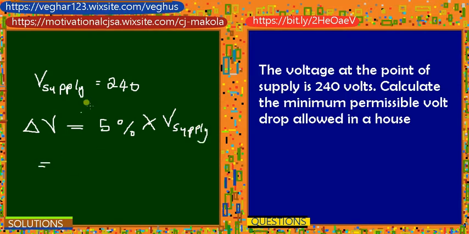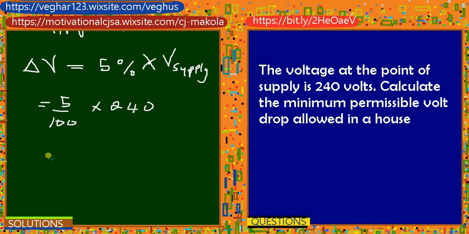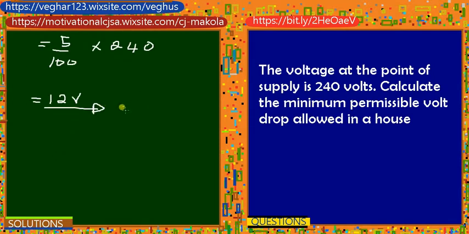So 5% is 5 over 100 multiplied by 240. When you multiply this by 240, you will get 12 volts. So the voltage that is allowed to drop from 240 is 12 volts. If it exceeds 12 volts, say we find it's 15 volts, it is not permissible.